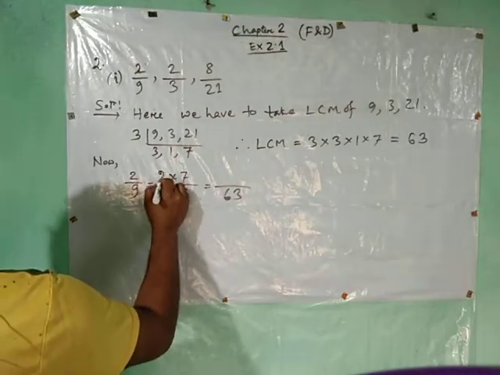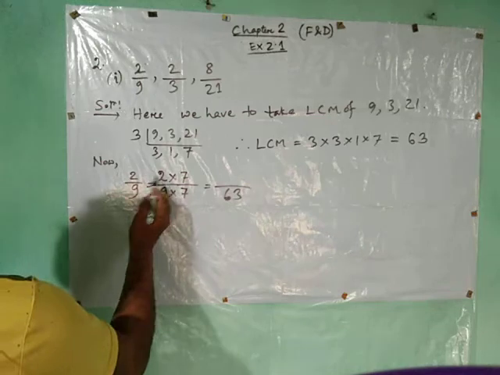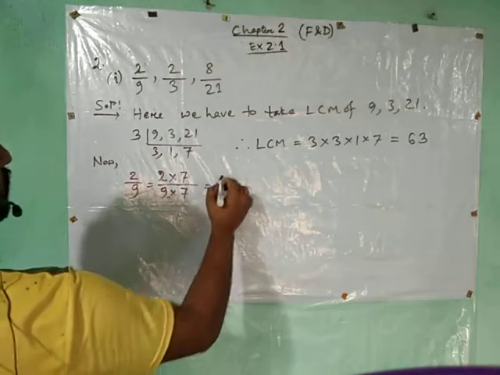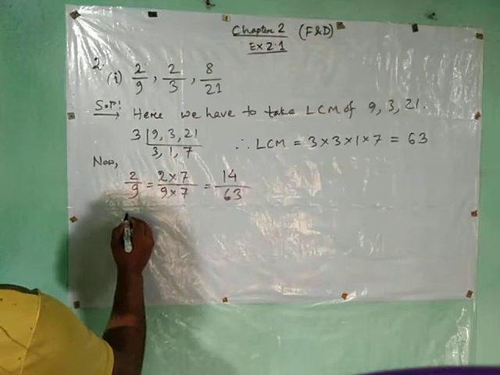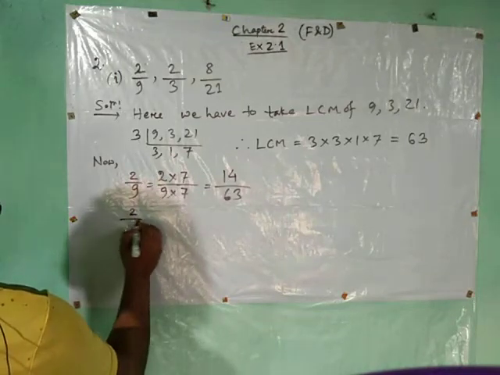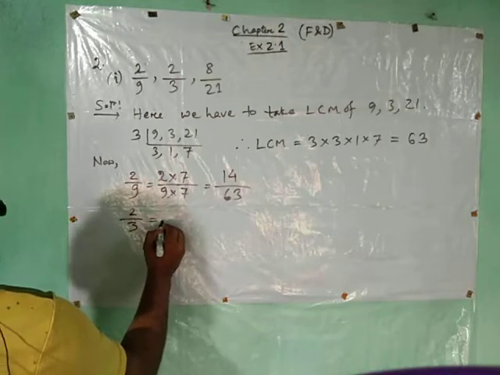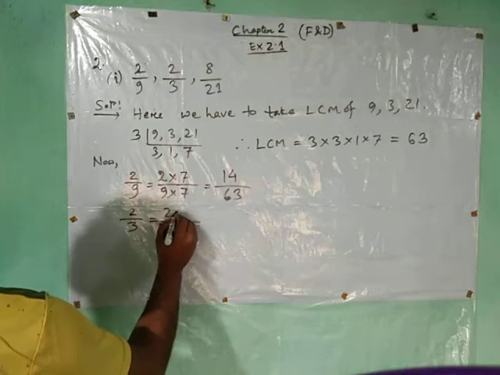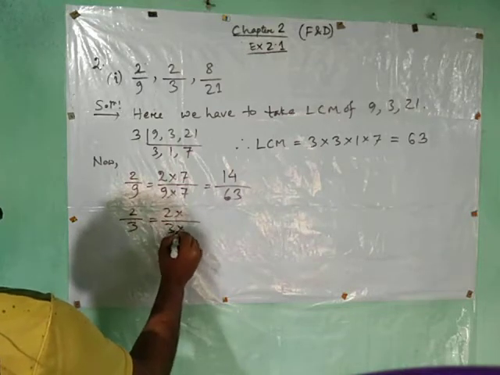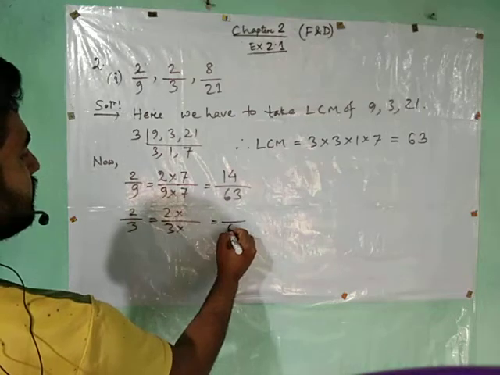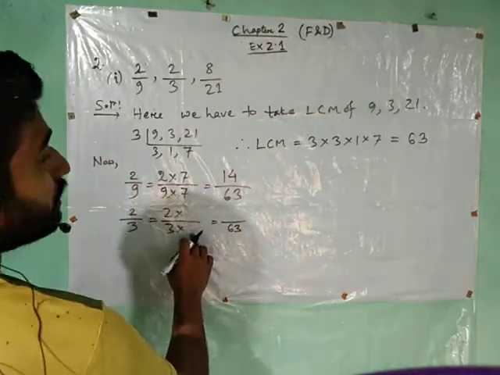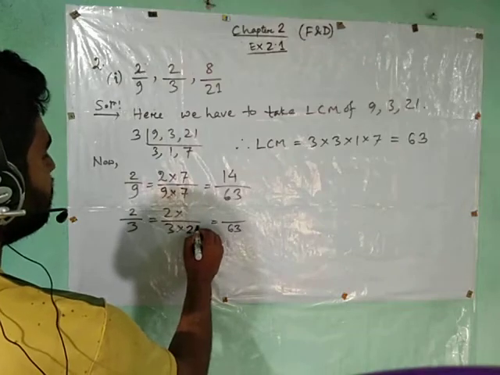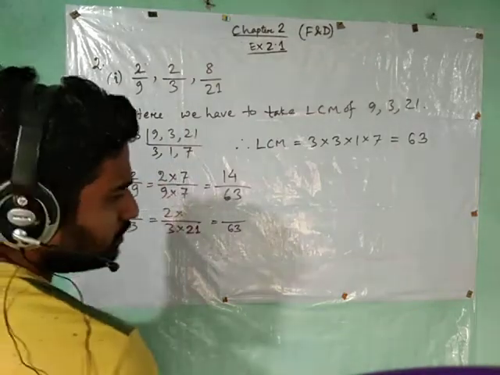What was there? 2 was there. So 2 7s are 14. Next. What was next? 2 by 3. In 2 by 3, what do you have to write? 2 above, 3 below. But you have to make this 63. How will you make it? 3 into what? 21.